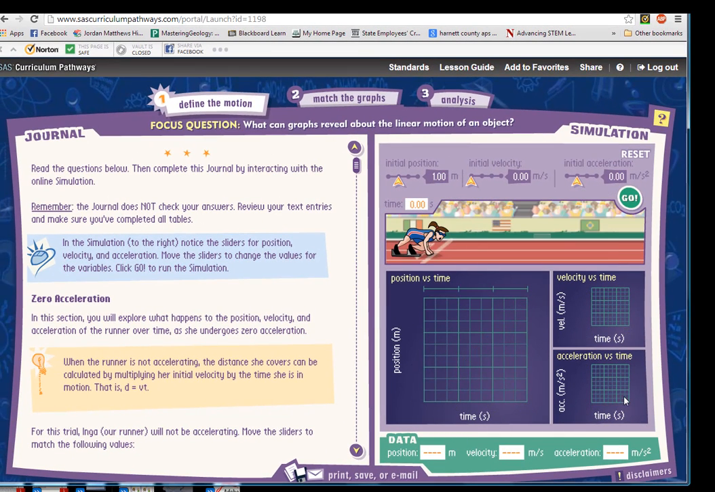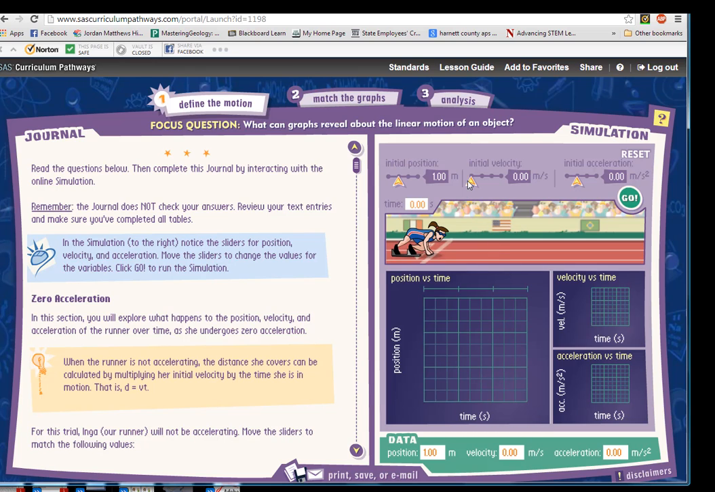So if we press go there, Inga's velocity and acceleration are both 0. She never leaves the starting block. So if we were actually going to time this, it would just plot as 1 meter straight across.